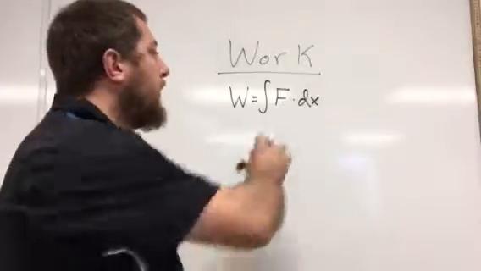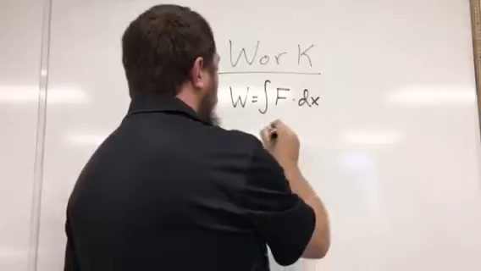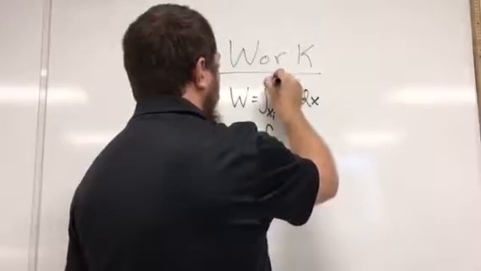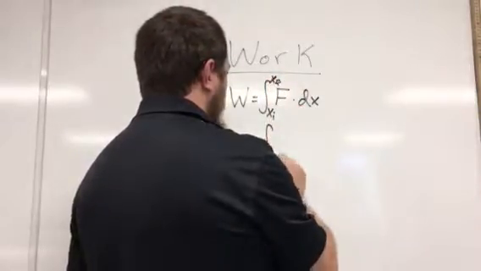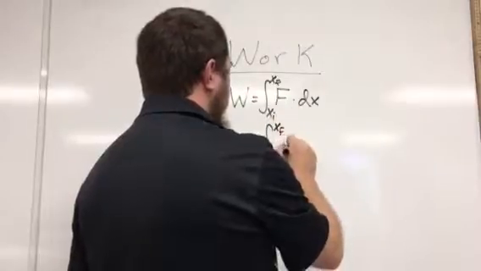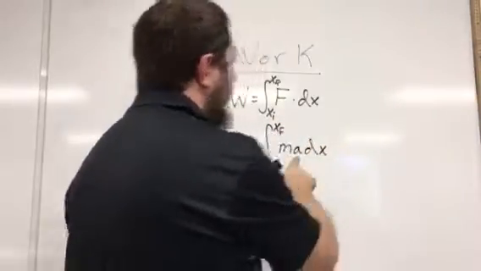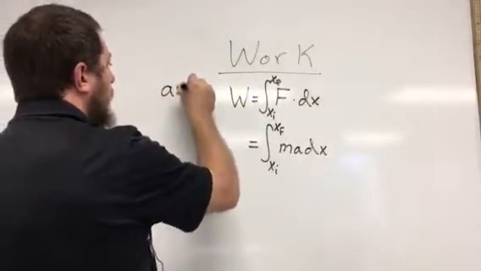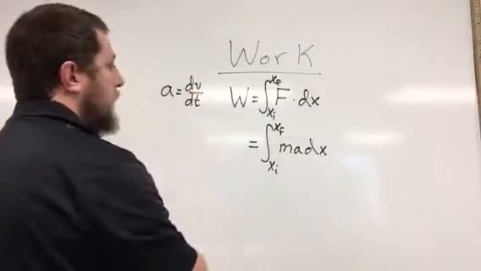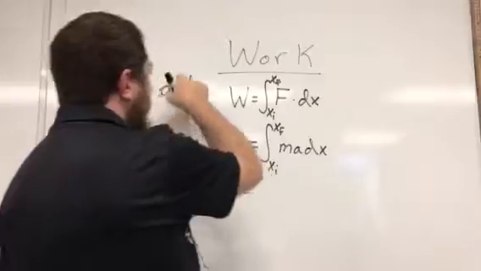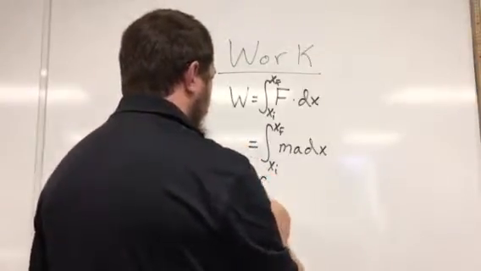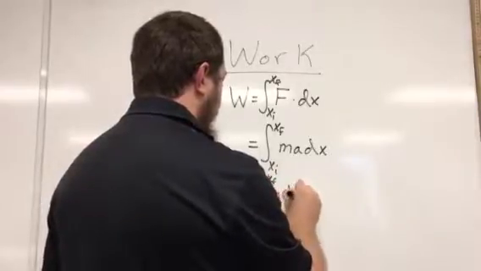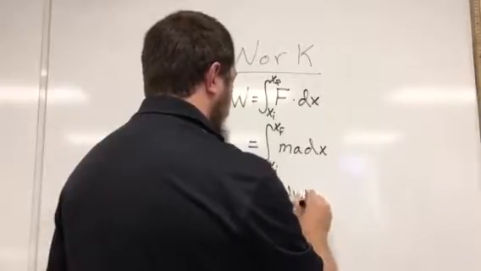Now, recall that F equals ma. So if I integrate along a path, and F equals ma, remember that a is equal to dv dt. So what I need to do is substitute dv dt in here, and I'm going to get the integral from xi to xf of m dv dt dx.